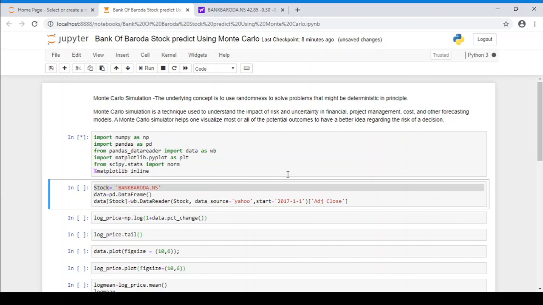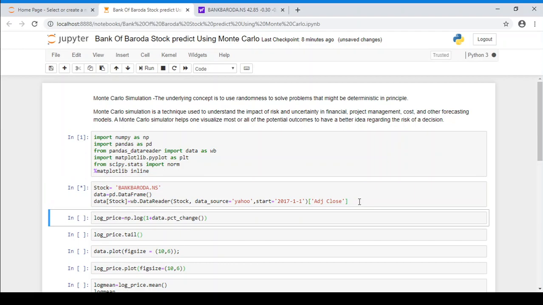Once these libraries are imported, we will pick Bank of Baroda stock from Yahoo Finance. The start date is from 1/1/2017 and the column that we are trying to bring is adjusted close because that is most relevant for us to predict what could be the upcoming day's stock price. So the libraries are downloaded. Now I'm picking Bank of Baroda. You can see I'm picking it from Yahoo Finance. That's the source and it's from 1/1/2017 and I'm picking adjusted close as the column.